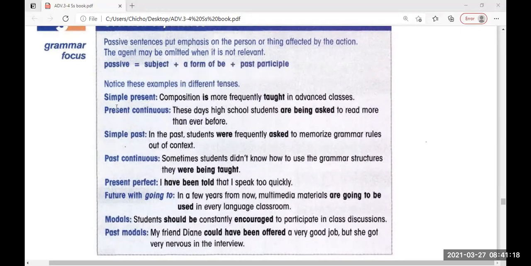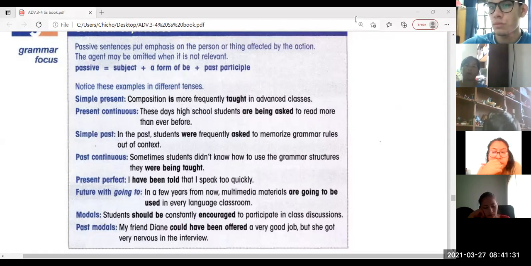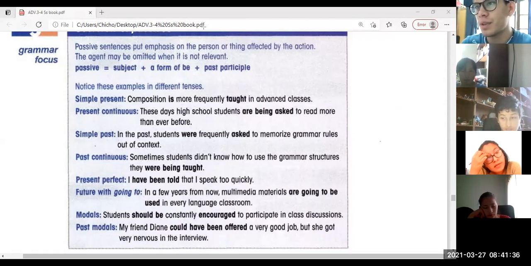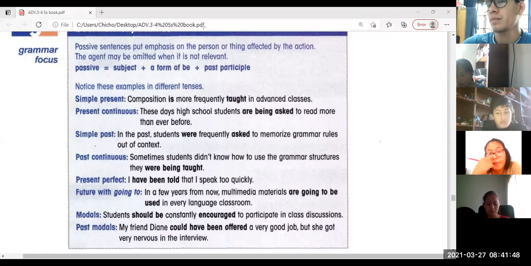Let's go to the next one. Notice examples in different tenses. Okay, I want you to help me to read these examples, okay? Please, Sergio, can you read the first one? Simple present. Composition is more frequently taught in advanced classes. Yes, this is the example that we have on the presentation, right? Composition is more frequently taught in advanced classes.